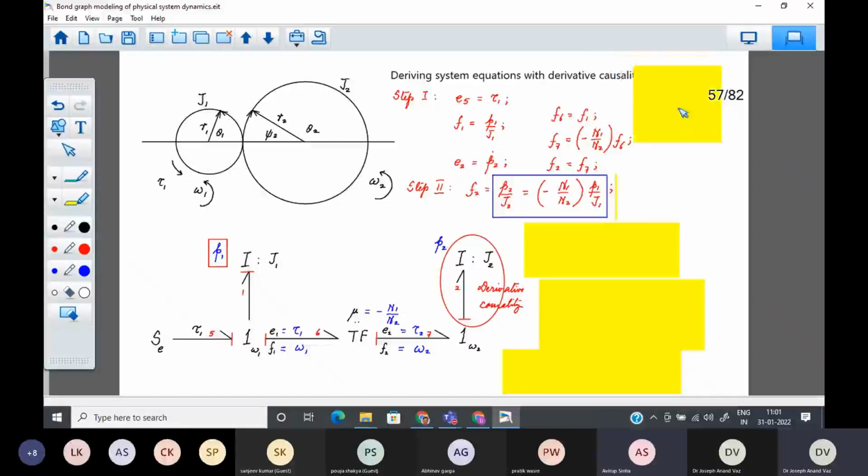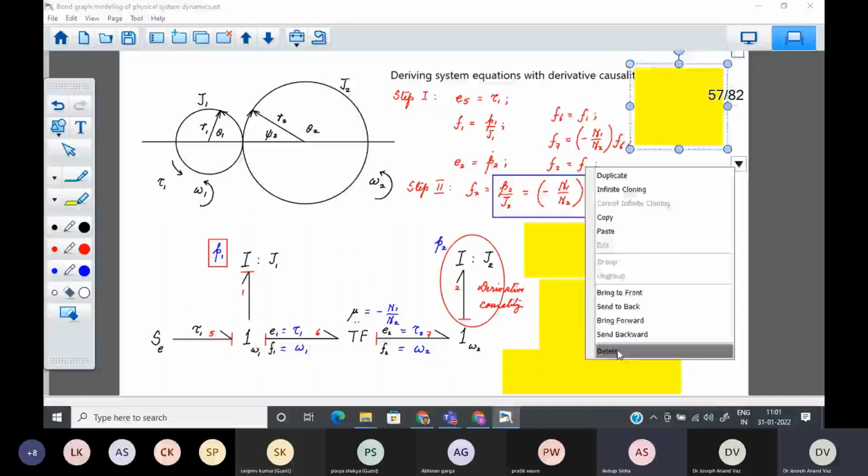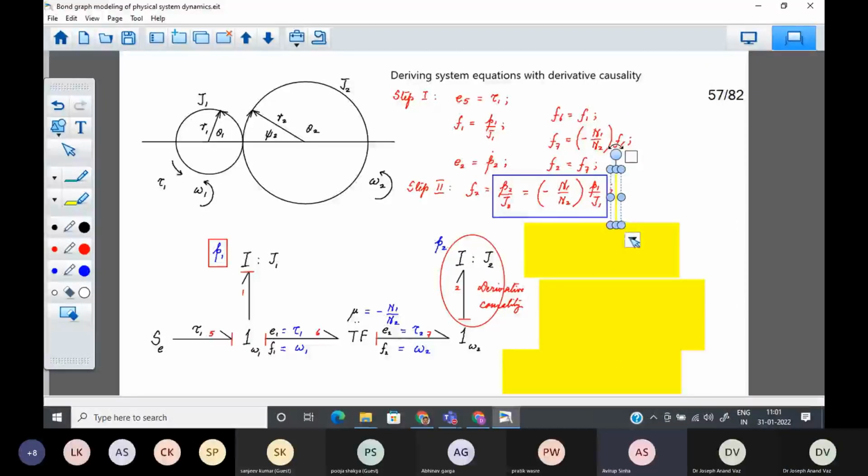So you know this entirely. Flow 2 is the same as flow 7. Flow 7 is minus n1 by n2 times flow 6, and flow 6 is the same as flow 1. So this is completely known. When you make this substitution here, you get flow 2, which is P2 by J2 in terms of its own state and parameter, equal to minus N1 by N2 times P1 by J1.